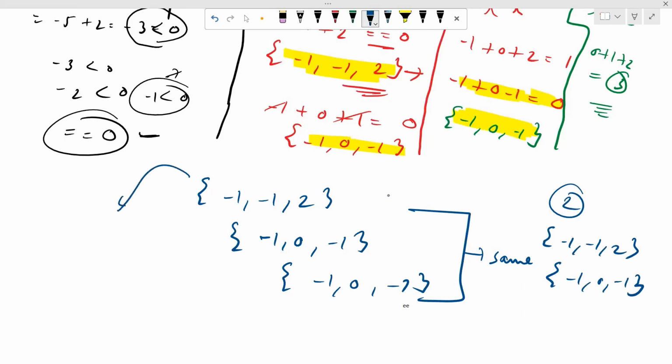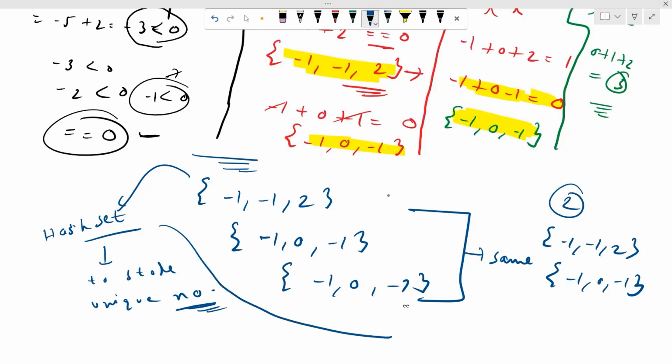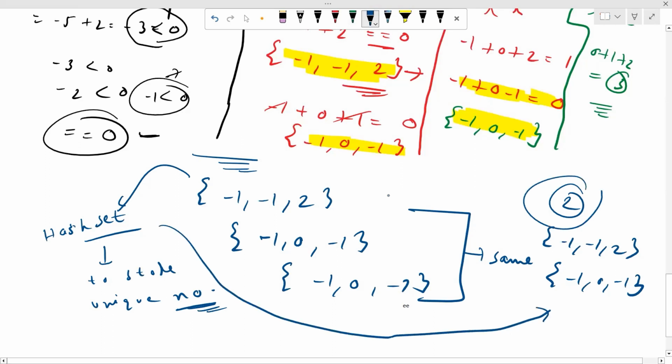As we all know, we can use a hash set for this, which will store unique numbers, right? So after finding all the triplets, we'll directly put all those triplets into our hash set so that it will return the true triplets. I hope this approach is clear to all of you guys. Basically, we just need to use the optimized version of the two-sum approach in the three-sum problem, and use a hash set for storing the unique numbers. And now let's try to code this thing up.